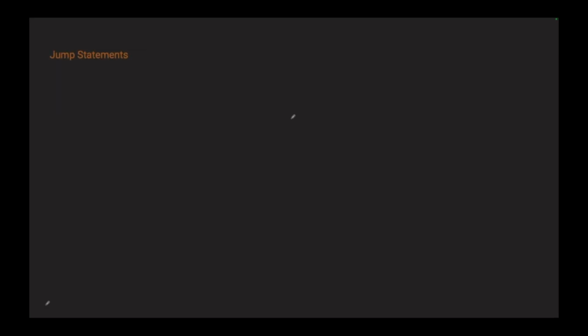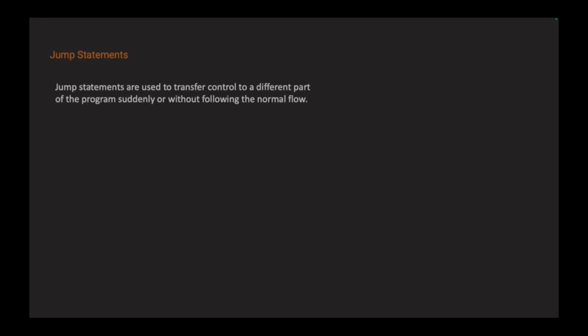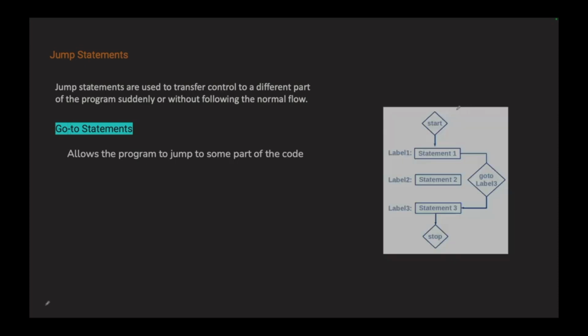Now let's go to jump statements. Jump statements are used to transfer the control to a different part of the program suddenly, without following the normal flow. Inside jump statements, there are different types of statements. First, let's talk about the goto statement. It allows the program to jump to some part of the code. Here you can see the flowchart.